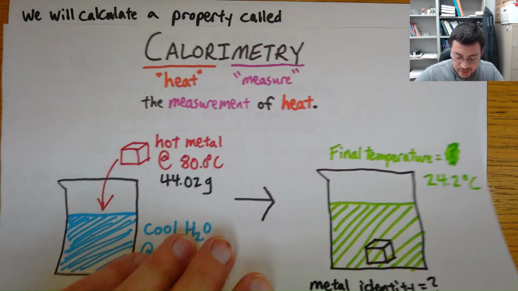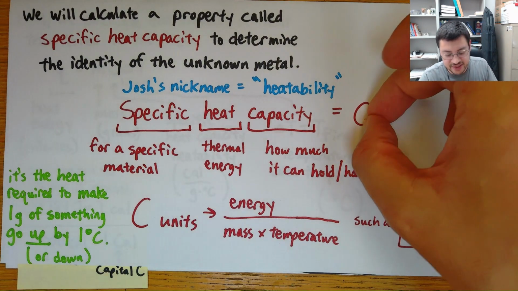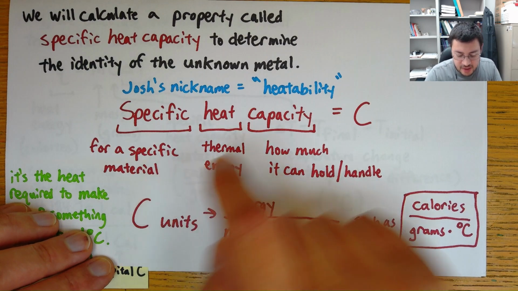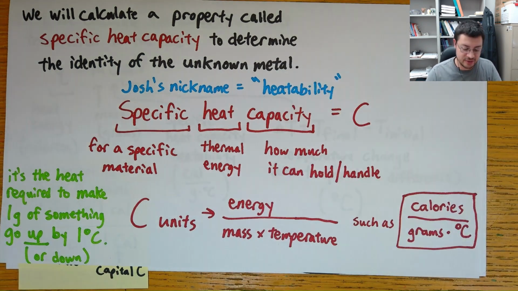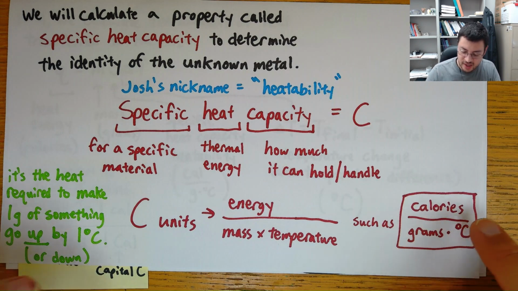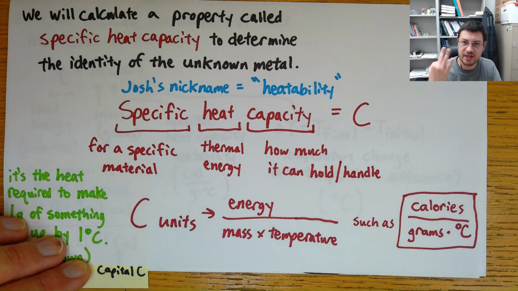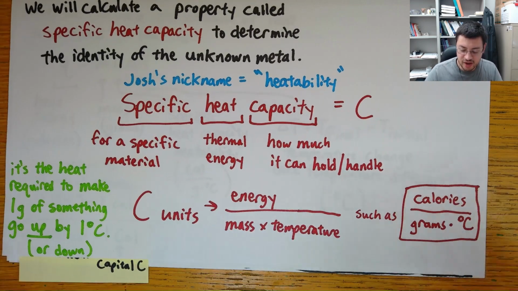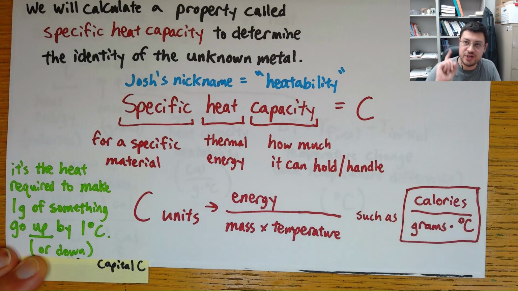All right, so we're going to be searching for this property called specific heat capacity. Specific meaning we're talking about some specific material, heat meaning thermal energy, and capacity is how much of something you can hold or handle. So looking at the units, you have energy over mass and temperature. That may feel a little intimidating having three different units, but I like to think of it this way. Calories is a measure of energy, so heat is a form of energy. So it's the amount of heat required to take 1 gram of substance up by 1 degree Celsius.